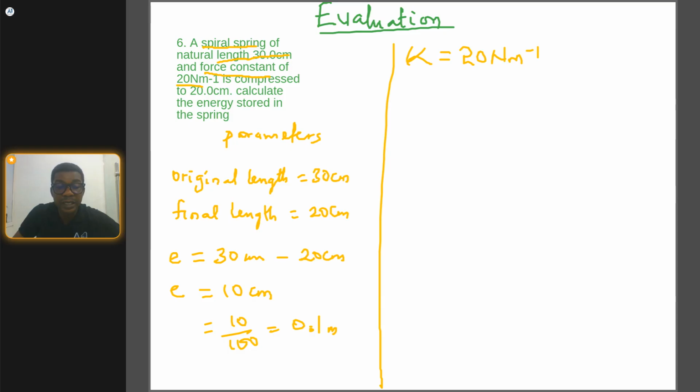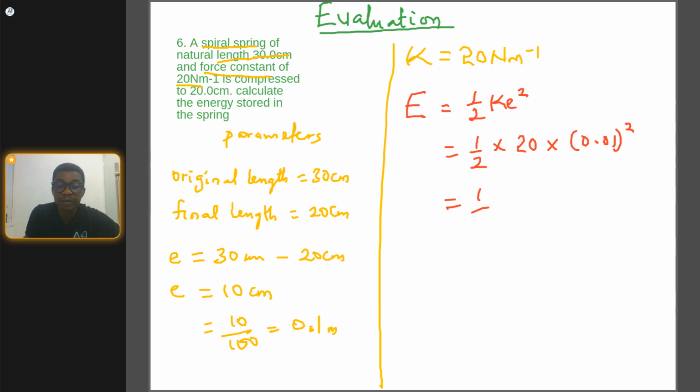And we are asked to find the energy stored in the spring. Energy stored, E equals 1 over 2 k e squared. I've been given the value of k, and I've also derived the value of e by solving. So 1 over 2 times k, which is 20, times e, which is 0.1, all squared.